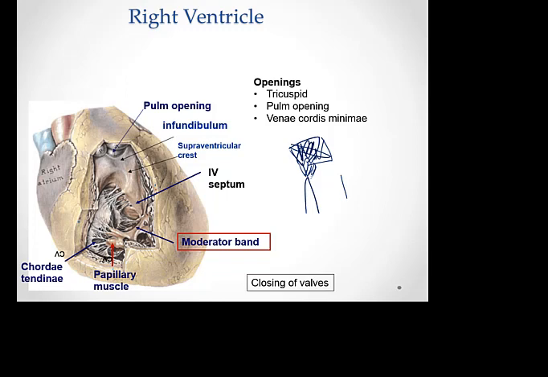So with the result, all three cusps get really close to each other and they close off this opening. So blood cannot go back into the atria. Do you understand the purpose of the papillary muscle and the chordae tendineae, okay? They are only attached, as you can see, to the atrioventricular opening. Notice they are not attached to this pulmonary. So later we'll see how the pulmonary valves will close, okay?